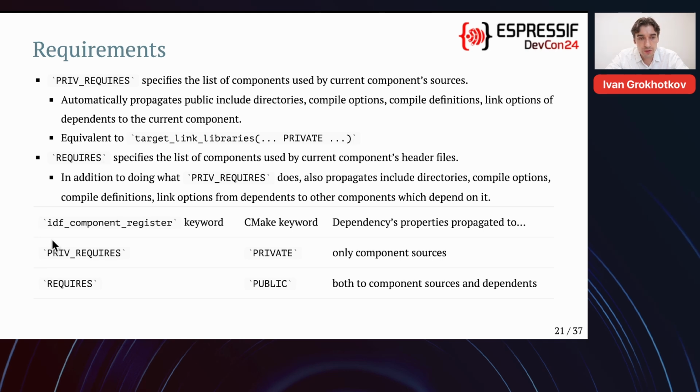So here is a summary. You use PRIV_REQUIRES the same way as you would use the CMake keyword PRIVATE, and the dependency is added, in this case, only to the sources of your component. If you use the idf_component_register keyword REQUIRES, then it's equivalent to using the CMake keyword PUBLIC, and in this case the dependency is added not only to the sources of your component but also to the dependent components.